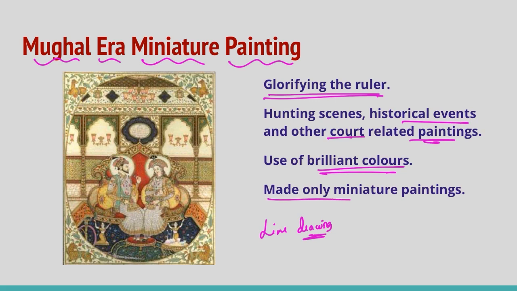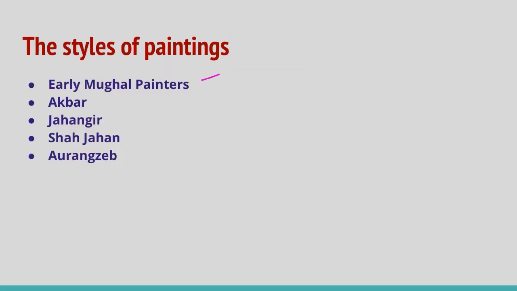In the Mughal era, they made only miniature paintings, and the illustrations in the paintings are considered the most unique paintings in the world. They also introduced the technique of foreshortening to the Indian painters' repertoire. Under this technique, objects were drawn in a way that looked closer and smaller than they really are. The styles of paintings under the successive rulers are early Mughal painters, followed by Akbar, Jahangir, Shah Jahan and Aurangzeb. During the period of each king, different styles of painting emerged.